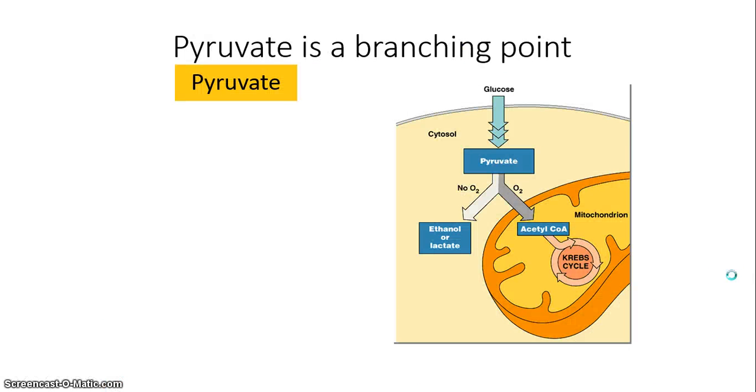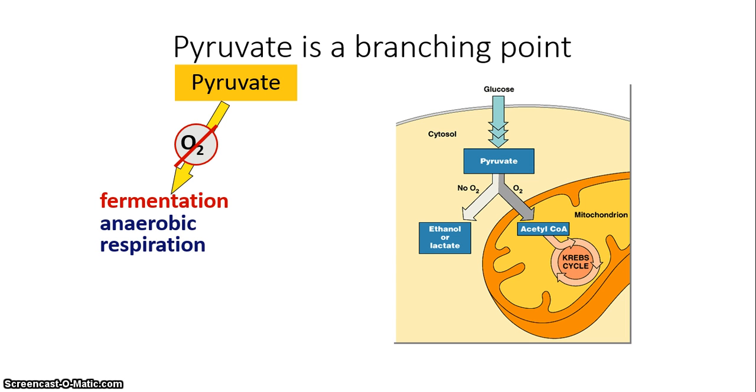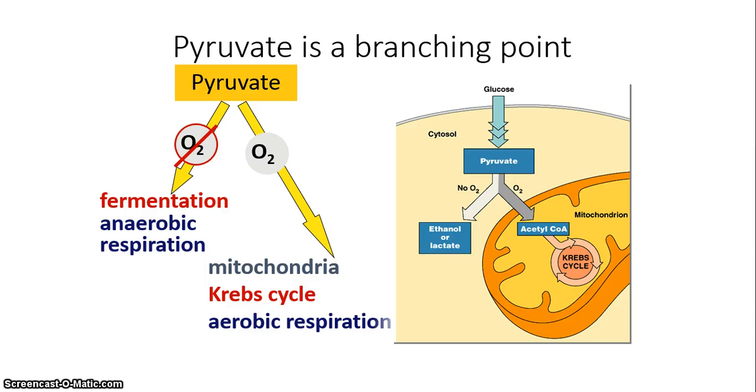From here, you have to make a decision. We say it's a branching point. So you use pyruvate or pyruvic acid, and if there's no oxygen present in the environment, you go into something called fermentation or anaerobic respiration. If there is oxygen present, then you're going to go to the mitochondria for the Krebs cycle and aerobic cellular respiration.